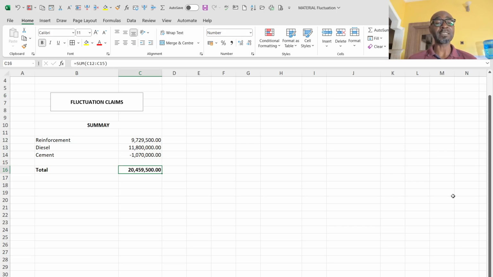So having said this, what then is fluctuation? Fluctuation is an optional contractual provision that is inserted in a contract to take care of changes, like I rightly said, changes in prices of materials and labor. And the JCT form of contract gives three options: option A, B, and C.